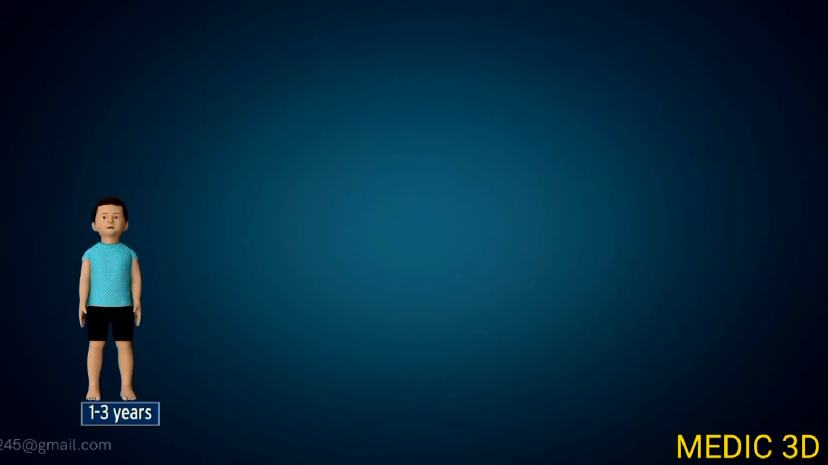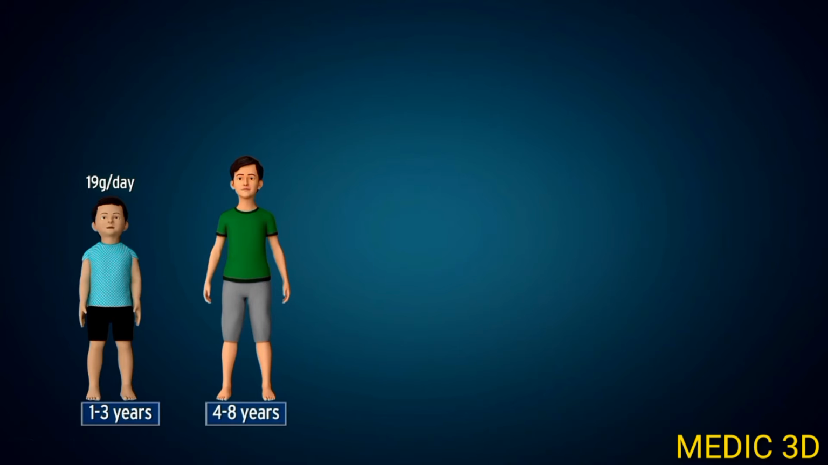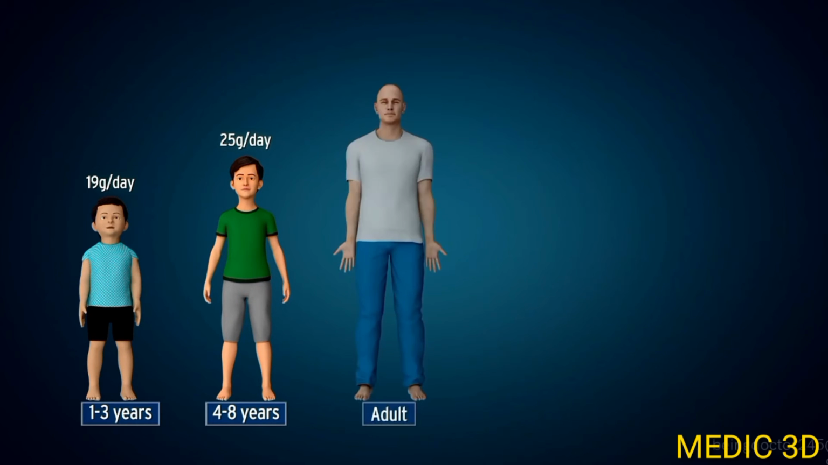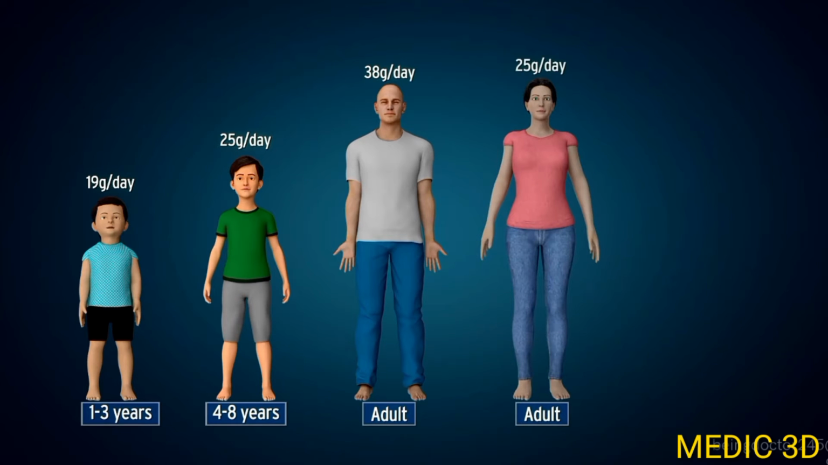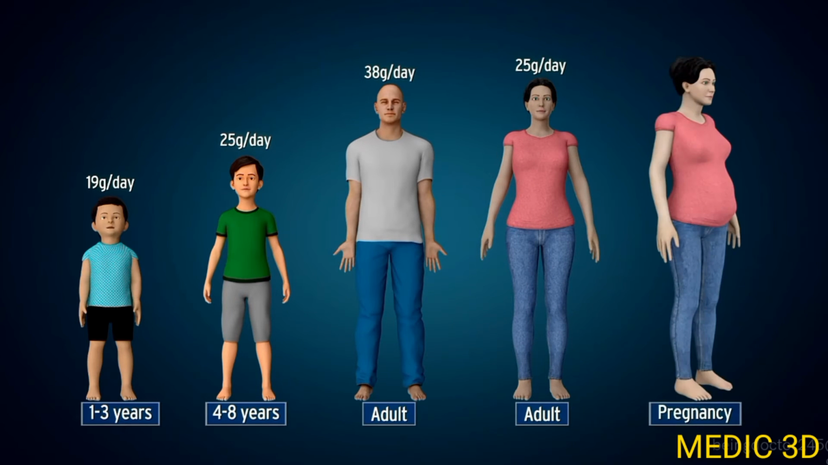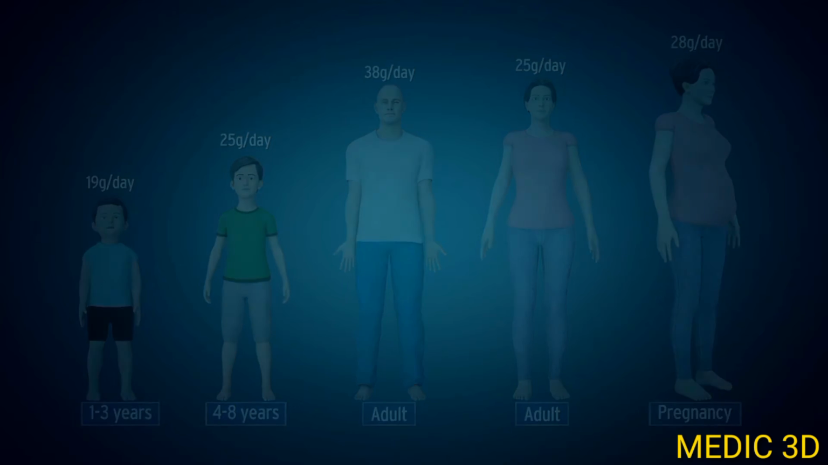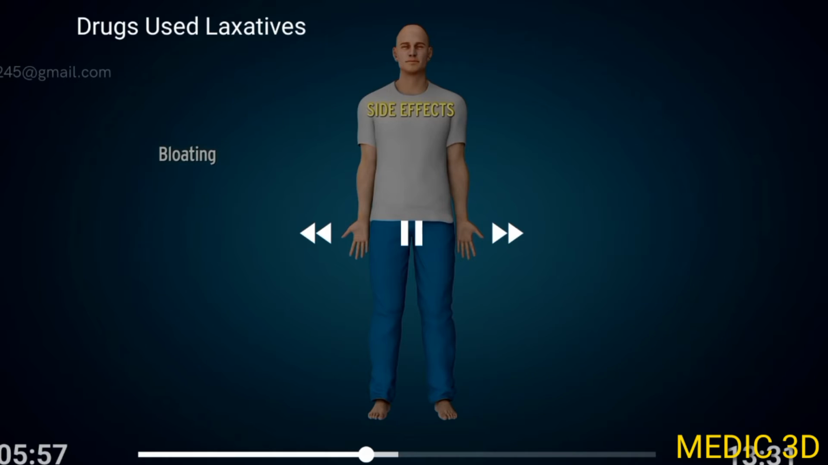Doses: children from 1 to 3 years, 19 grams per day. Children from 4 to 8 years, 25 grams per day. Adult male, 38 grams per day. Adult female, 25 grams per day. Pregnancy, 28 grams per day. Side effects: bloating, gas, cramping, rarely gastrointestinal obstruction.